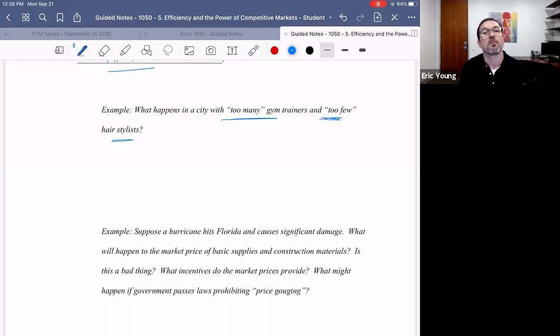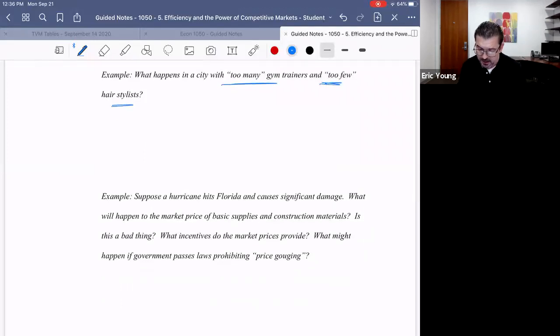How would a competitive system, a market-based system, rectify that? And then let's do another example, a little bit more iffy, a little bit more dangerous to think about. Suppose that a hurricane hits Florida and causes significant damage. In a competitive market, what's going to happen to the market price of basic supplies? Is this a bad thing?